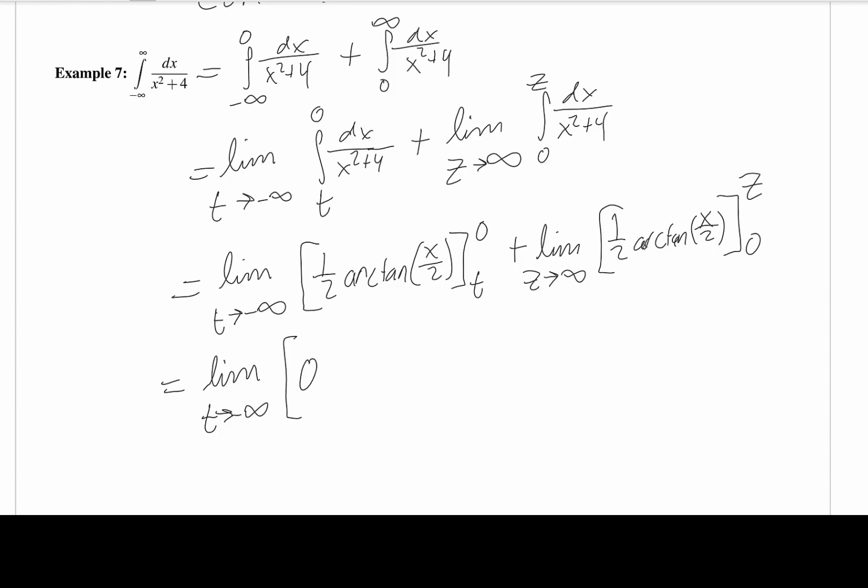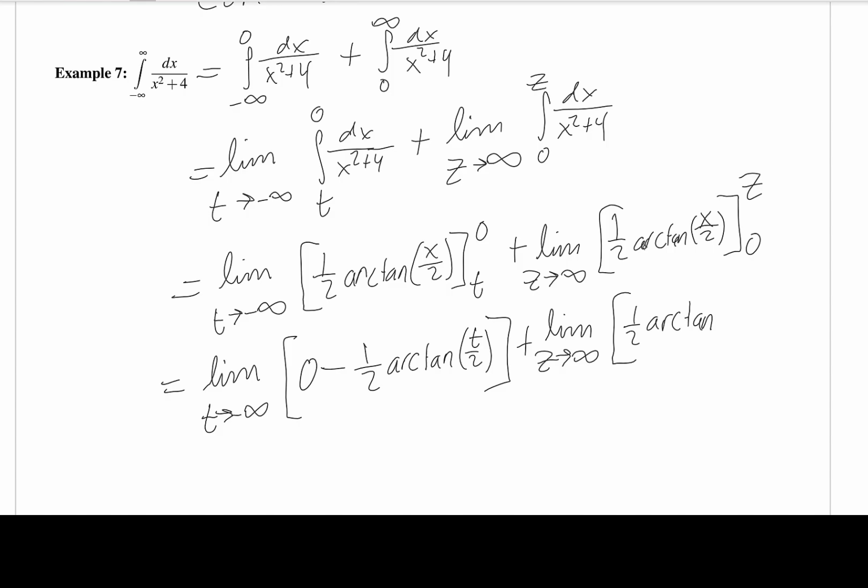And then we'd have 0 minus, now we're plugging in t, so this is going to be 1/2 arctan t over 2, plus, I should have the limit as z goes to infinity. Similarly, over here, I'll have 1/2 arctan z over 2 minus 0.